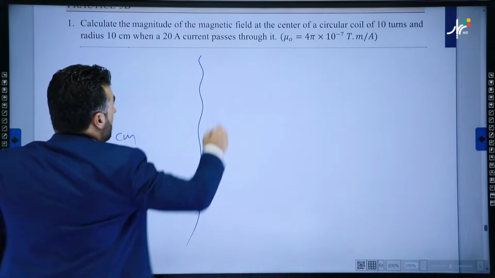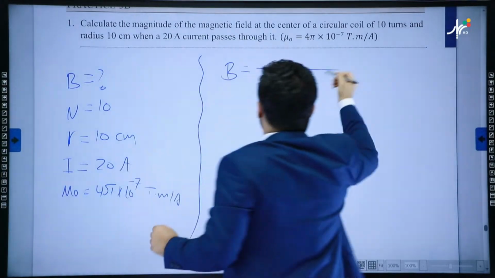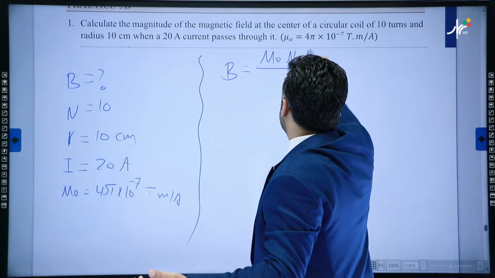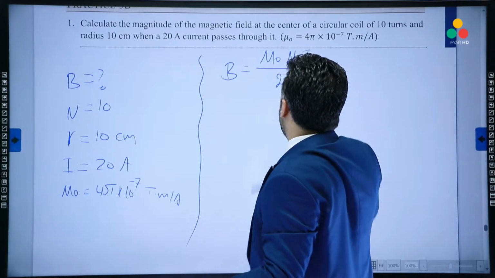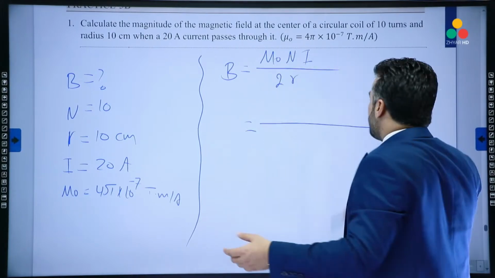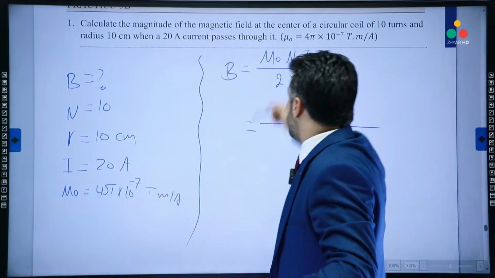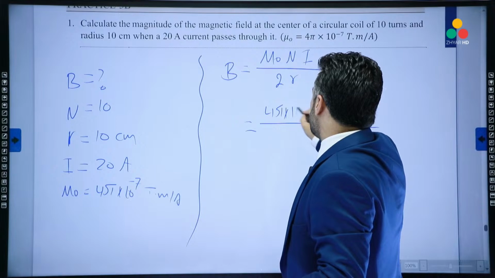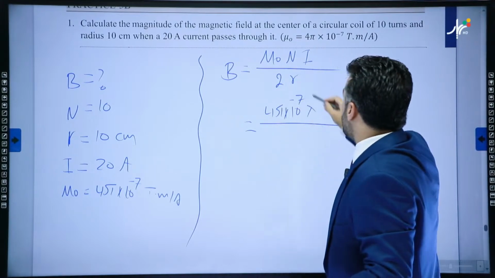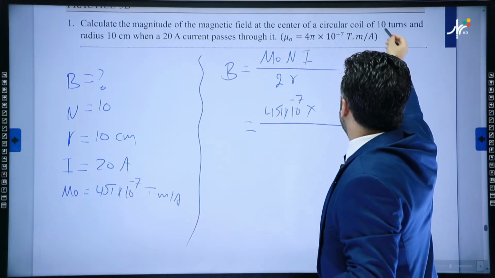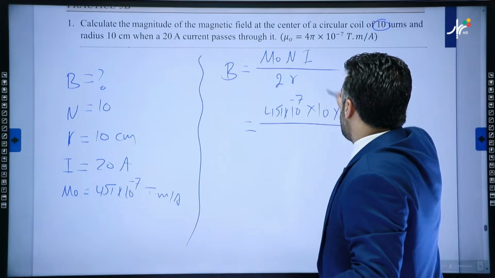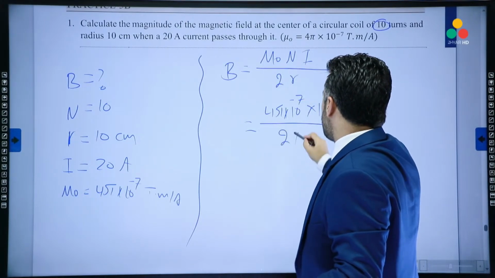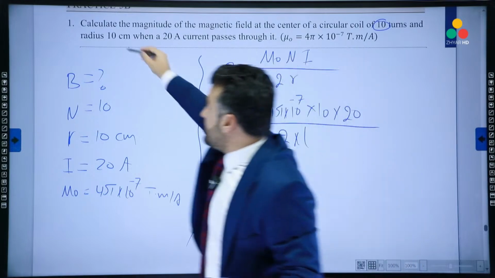So now take a look. We can say B for a coil. Remember, what was the equation? B equal to mu naught N times the current divided by 2 times the radius here. So do we have everything we need to find B? The answer is yes. We need, for example, mu naught. So mu naught is basically 4 pi times 10 to the power negative 7. Very good. What about N? That is number of turns. That is basically 10 turns, 10 times. What about the current? That is 20 amperes.